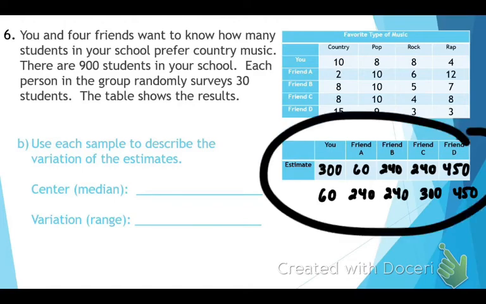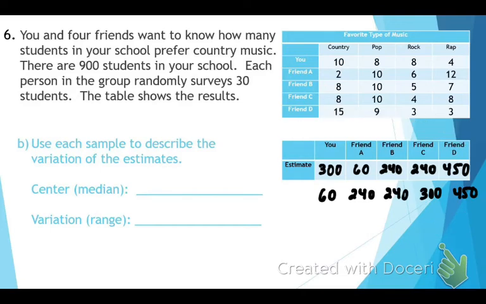So you can see we've still got our numbers over here from least to greatest. We are trying to find the center, or in this case, the median. Kaylin, what is the median of that data set? Very good, because all it is is the number in the middle. So 240, and what would the units be attached to that? Students, very good.